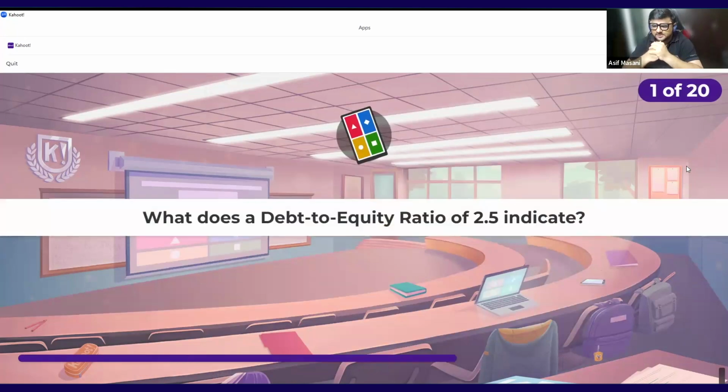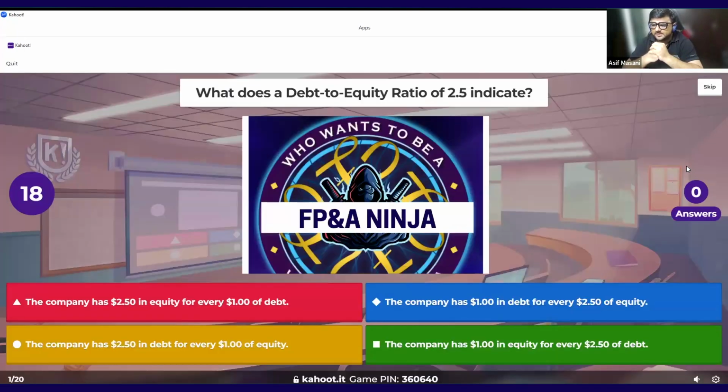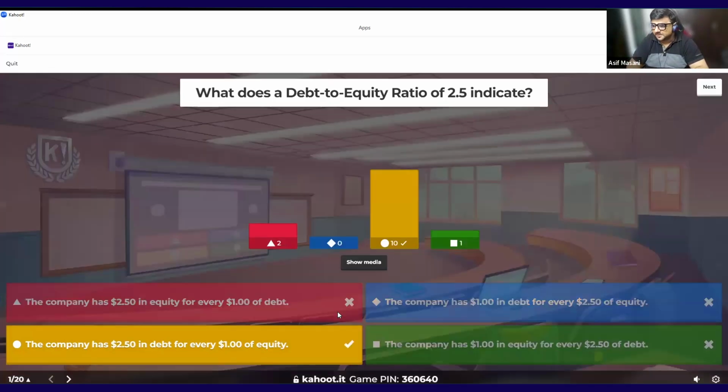Okay, I'll read out the question in the main quiz as well. What does a debt to equity ratio of 2:5 indicate? You have to select the right options on the screen. You have to read the options from the screen and then select the right color or the right shape. You notice the color or the shapes here. You will see that color or the shape as options on your mobile phone. Okay, so hopefully you got an idea of how to play, and we'll now move to the main quiz.